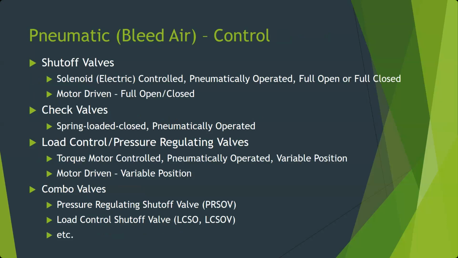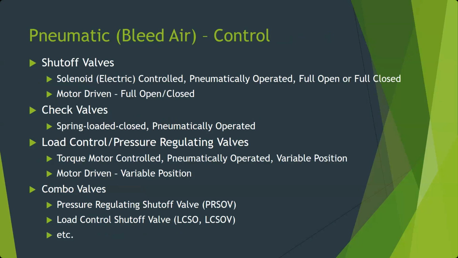And then the last one is a combo valve. The common combo valves you see, and I mentioned this before, are like a pressure regulating shutoff valve coming off the engine. An engine at different speeds is going to produce different amounts or pressures of bleed air, and the airframe is going to look for a certain pressure, typically somewhere around 30 to 40 psi. So a PRSOV, pressure regulating shutoff valve, can be closed all the way to shut off. But when it's open, it's going to open enough to adjust the pressure of the flow downstream of it.